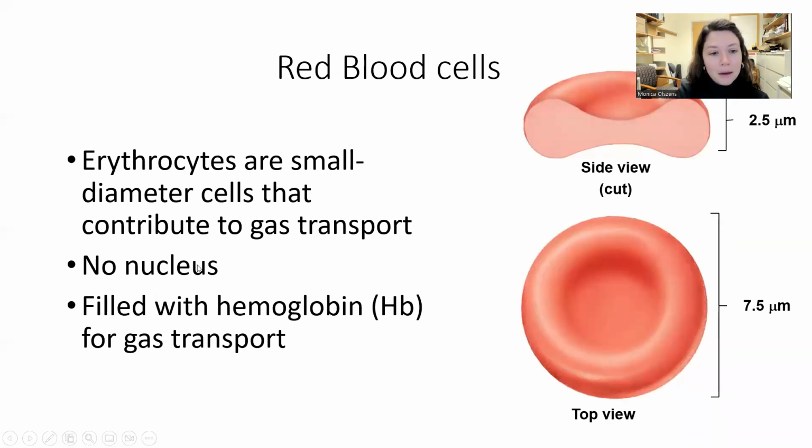Okay. Red blood cells are tiny donuts. They are small diameter cells that contribute to gas transport. So they're basically here to help us with oxygen. In fact, they kick out their nucleus, which is why they don't live very long and need to be replaced constantly. So they don't even need their control center anymore. They make what they need to make, they kick it out, and they fill up with gas. So they're filled up with hemoglobin for the transport of oxygen.